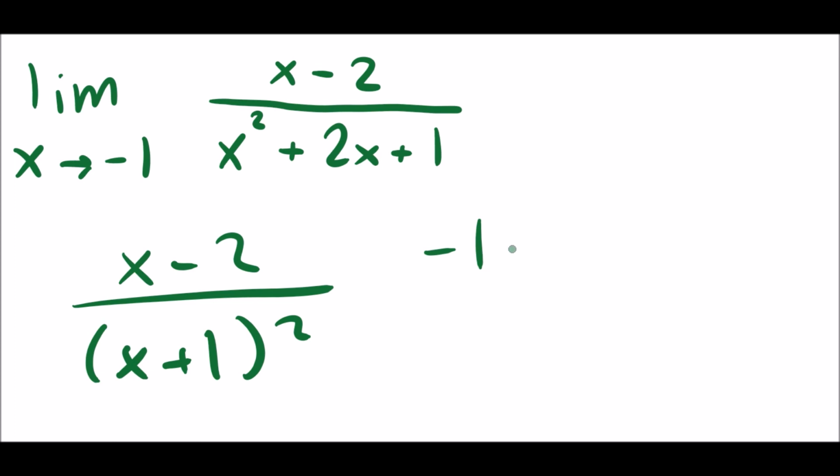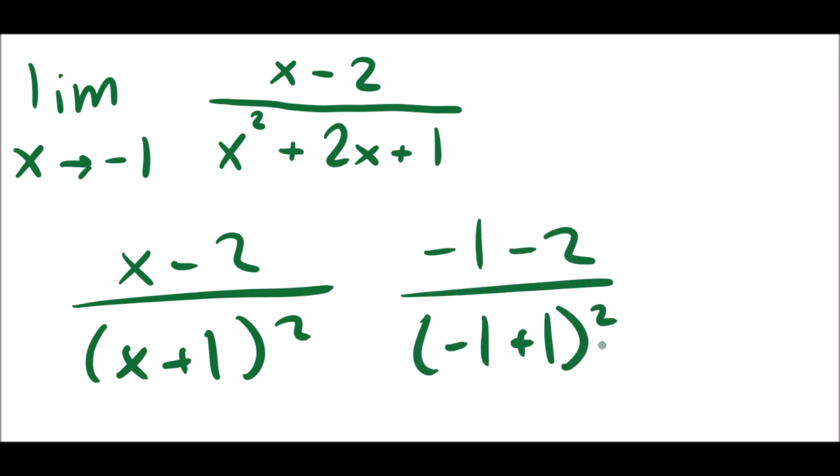We get a negative 1 minus 2 in the numerator, and we get a negative 1 plus 1 squared in the denominator. And if we simplify everything, we get that negative 3 on top and then a 0 squared on the bottom. But 0 squared, that's just 0. So we end up here with that situation again where we divide by 0, so we have to plug in values into the left side and the right side limit to figure out what the limit value should be.